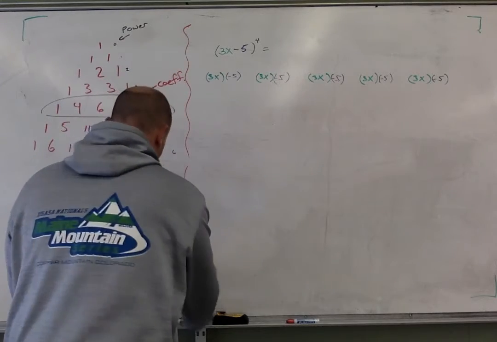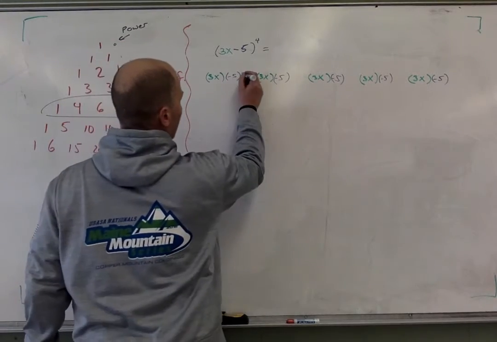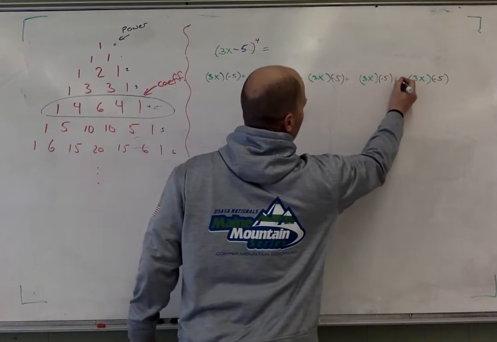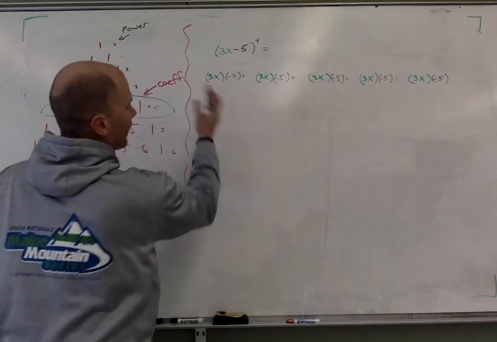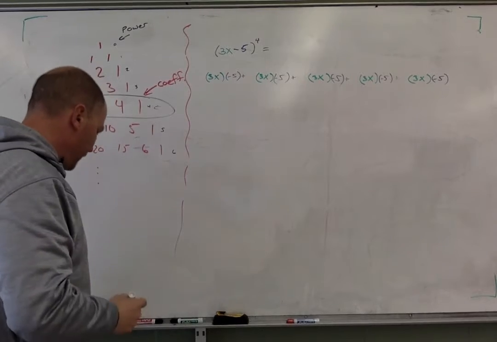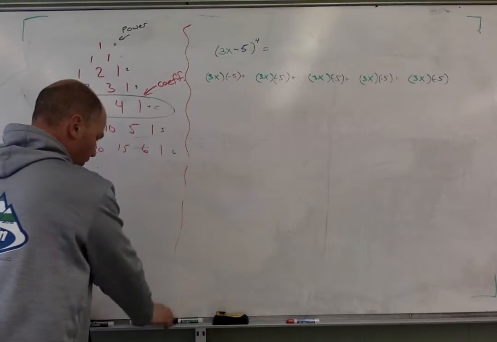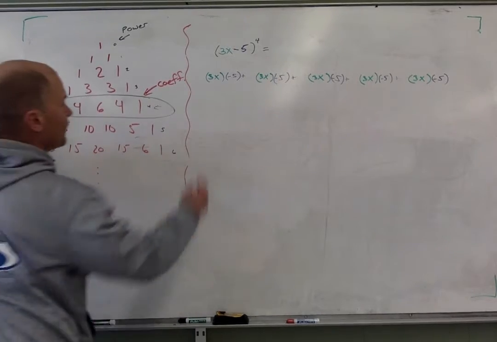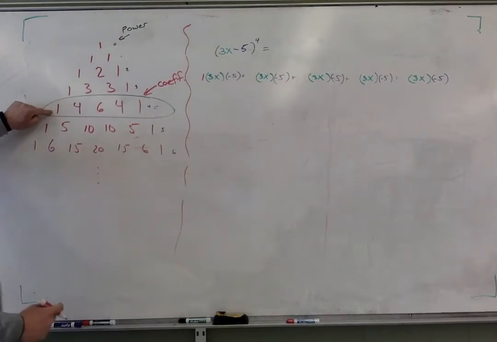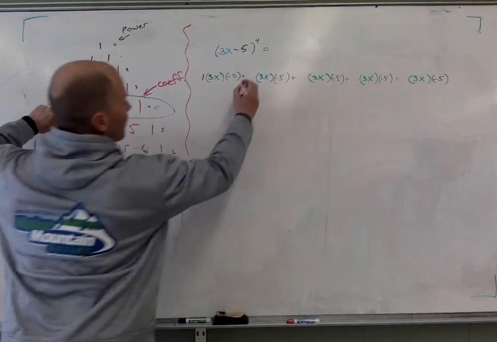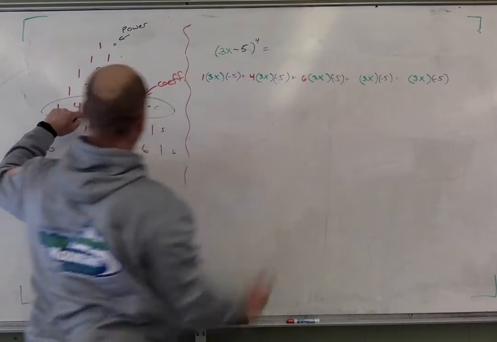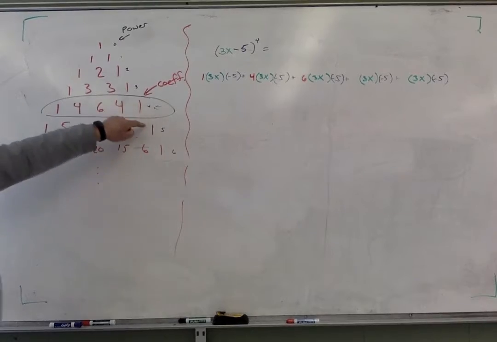These terms are all going to be added to each other. And notice that I'm putting the plus sign, kind of shoving it towards the left. That's because I want to leave room for my coefficients. So this is a 1, so the first one's a 1. And I'm going to be putting a 4, then a 6, right? And then a 4, and then a 1.